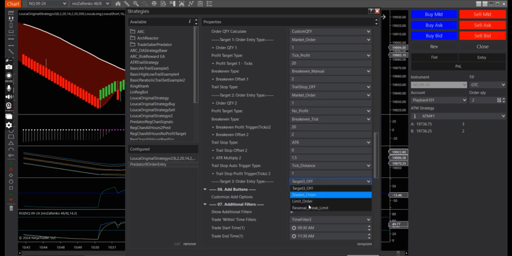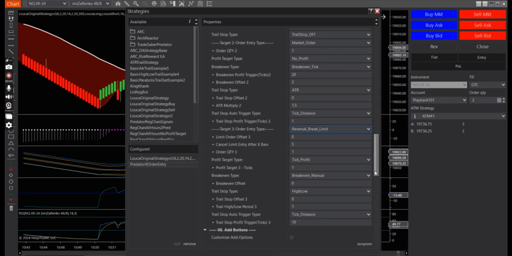So I'm going to turn this on to reversal break limit, right? I think maybe I have to go into the manual and see exactly what this means, but I'm thinking that if it goes in the opposite direction, you have a reversal break limit, like a limit buy order. In case it goes in the opposite direction, then the price would hit the break limit order and take an open position on the reversal side. So that's what I'm thinking it means.